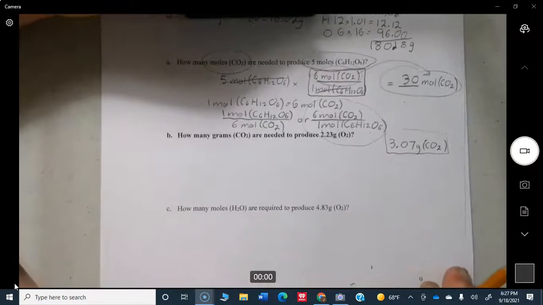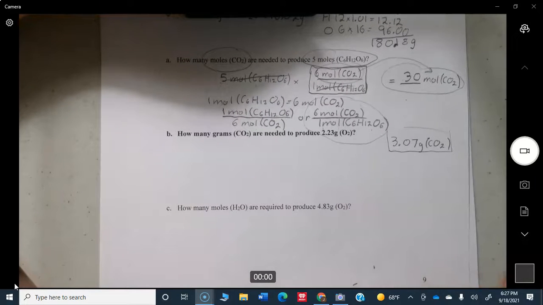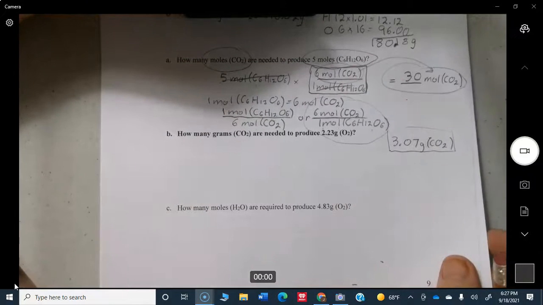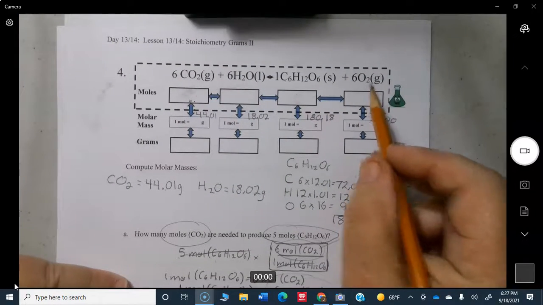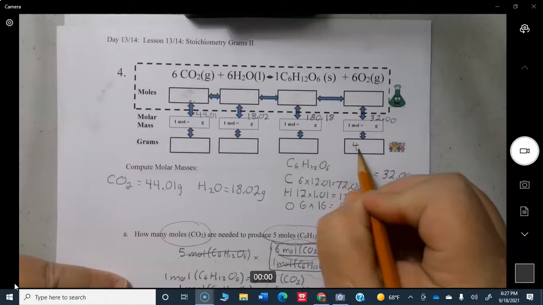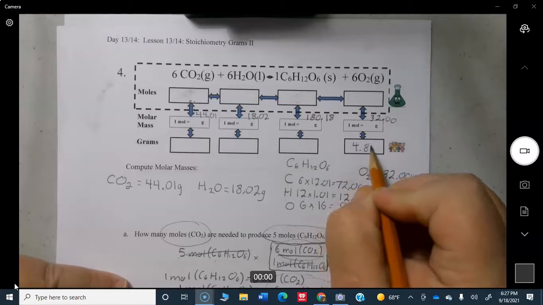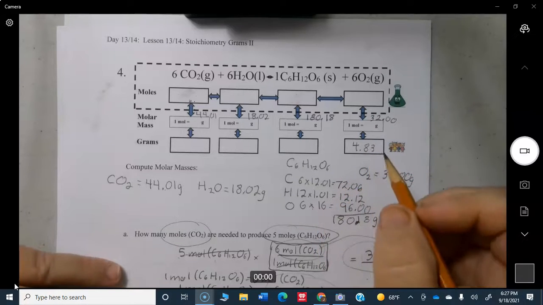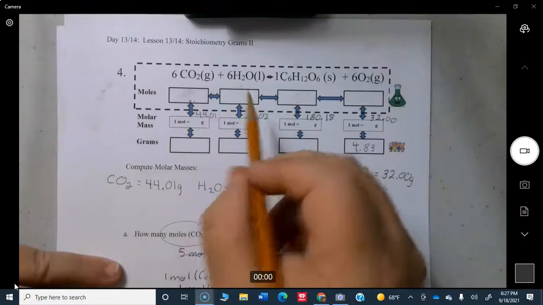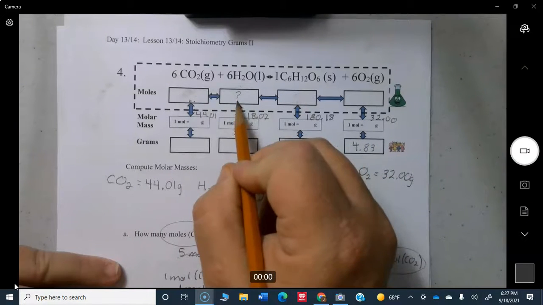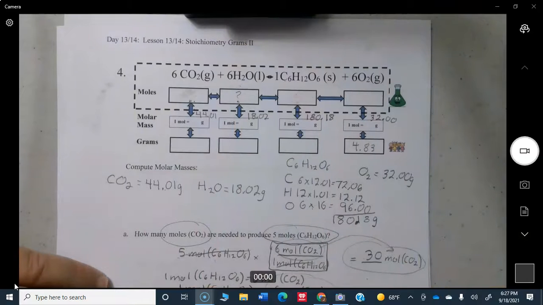is how many moles of H2O are required to produce 4.83 grams of O2? So we come up here, 4.83 grams of O2. Here's O2, here's grams, 4.83. Okay, and how many moles of H2O? So here's H2O, here's the moles row. So that's what we're trying to find out. How many moles of H2O?